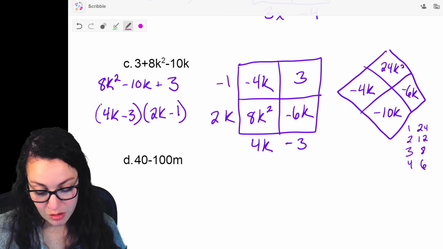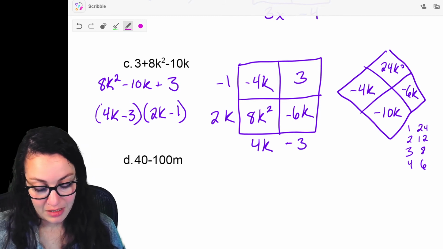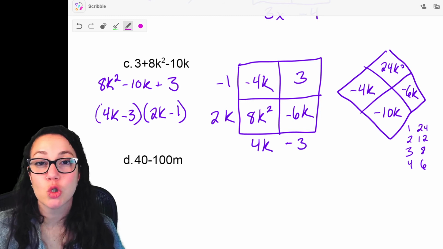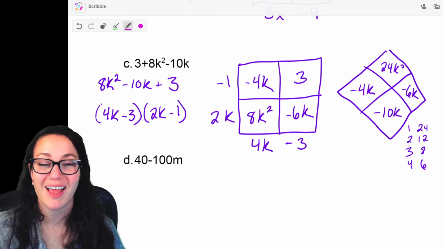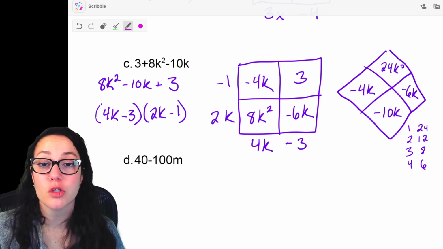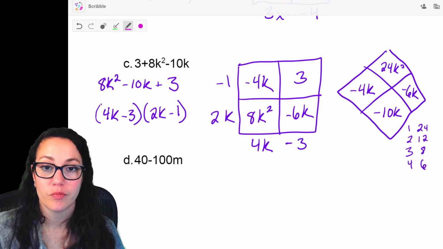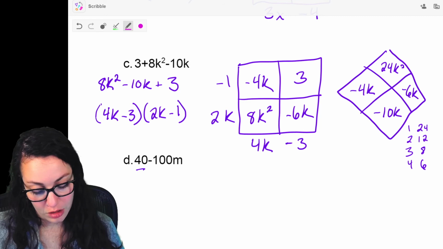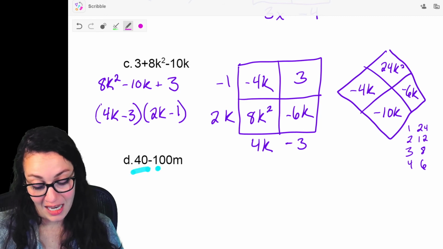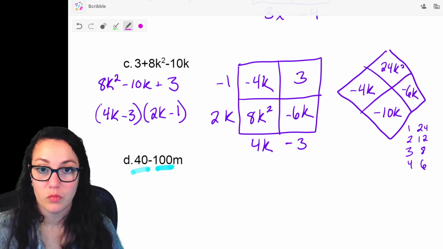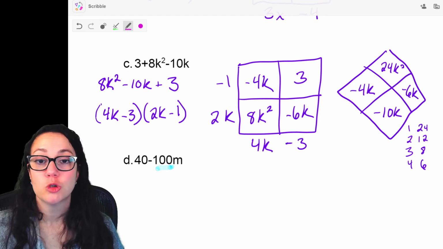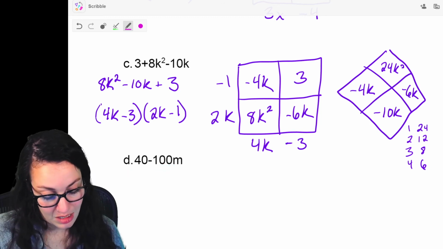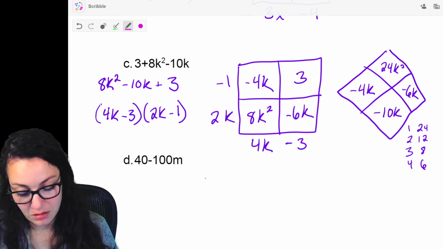So last but not least with this question, I see 40 minus 100m. Judging from the fact that there's no squared term, no quadratic term, I'm just going to jump straight to looking for the greatest common factor here. 40 and 100 are both divisible by 10. They're also both divisible by 20. So since I want to take the greatest common factor out, let's take out a 20 and see what happens.